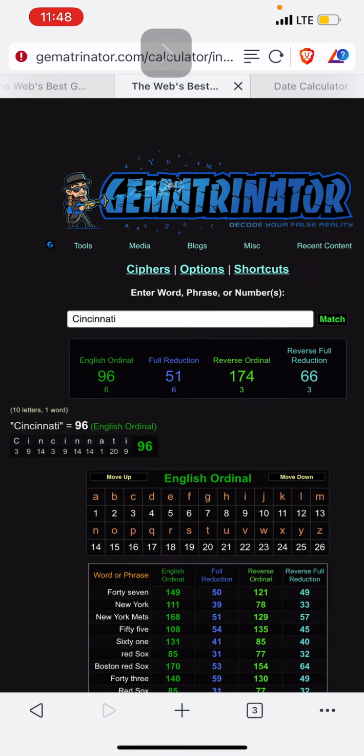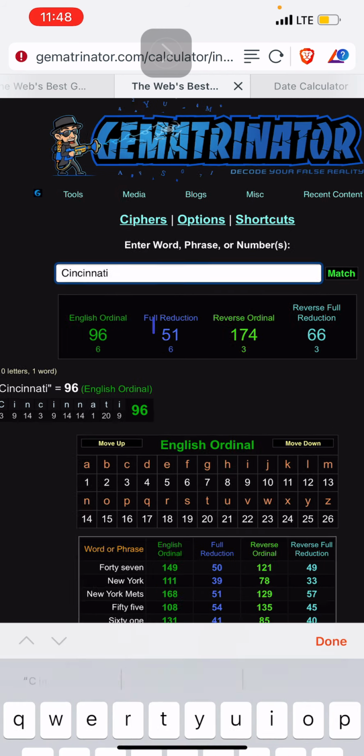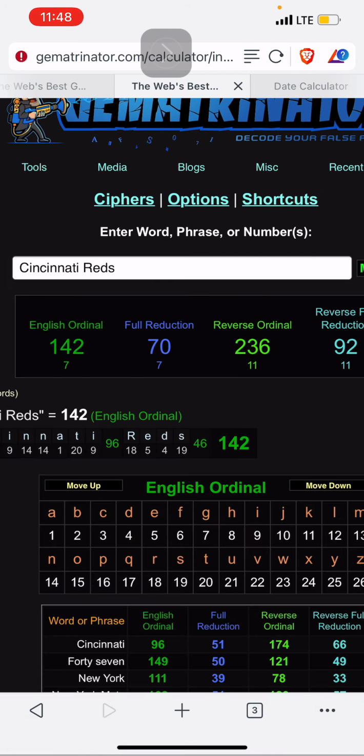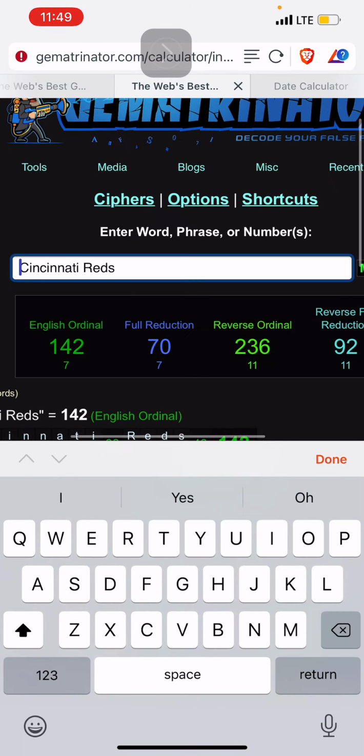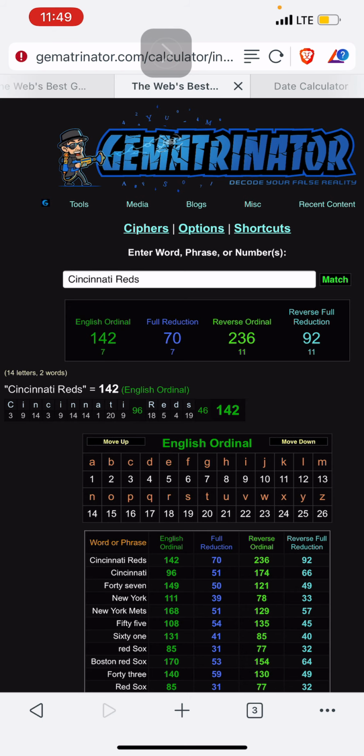Oh, there we go. Cincinnati equals 51. New York Mets, 51. That could probably be a reason why they're playing each other. I don't see anything too much else here. It's trippy, though, honestly. Cincinnati Reds, punch that in. Nothing interesting there. It probably is interesting stuff; it's just not what I'm looking for at the moment.